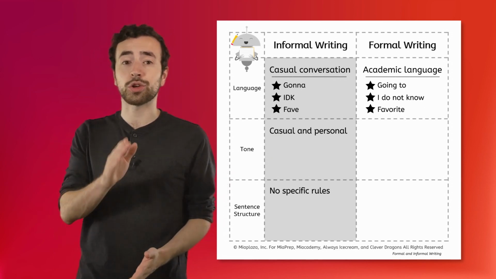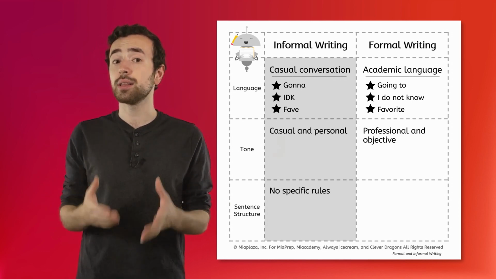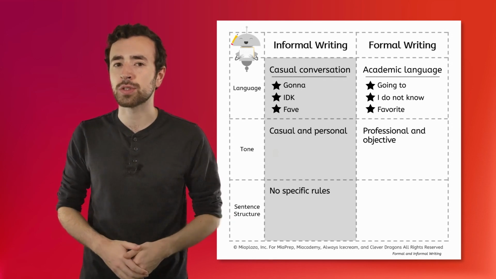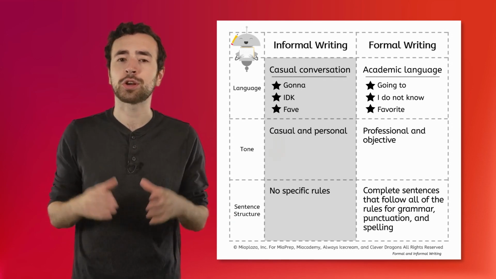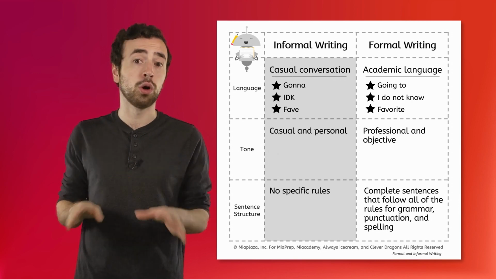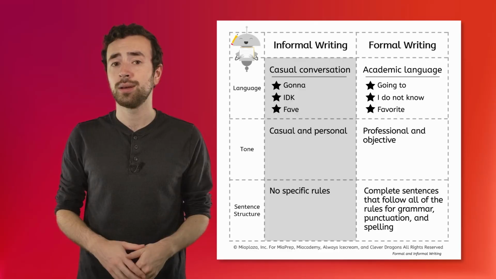With formal writing, the tone is professional and objective. It's about presenting information in a clear manner that can be easily understood. To help with that, it is important for formal writing to feature complete sentences that follow all of the rules for grammar, punctuation, and spelling.